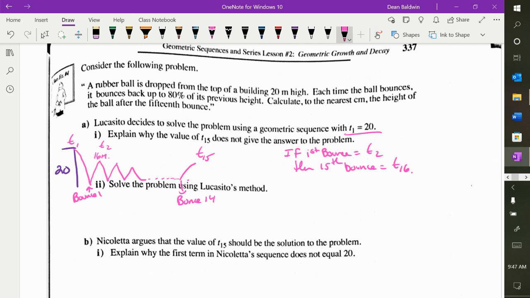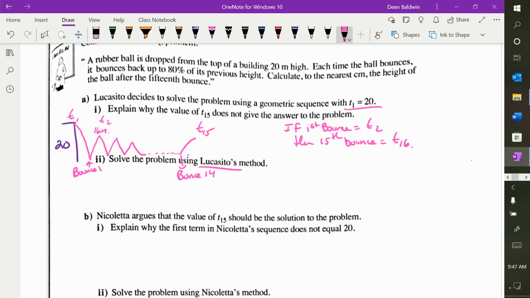I'm going to show you another way you can do it. But this is Lucasitos. I don't know how to say that name. This guy's name.